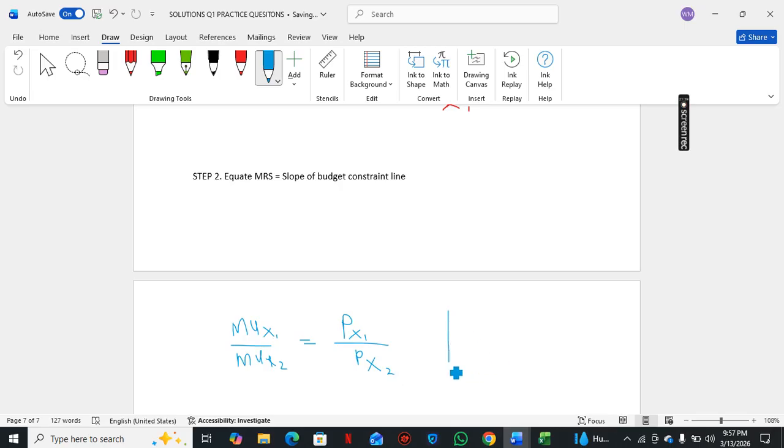When you show it by a diagram, this is your budget constraint line and this is your indifference curve. Where these two touch tells you how many sausages and how much bread you're going to need so that you get the most satisfaction. This expression is what the diagram represents.